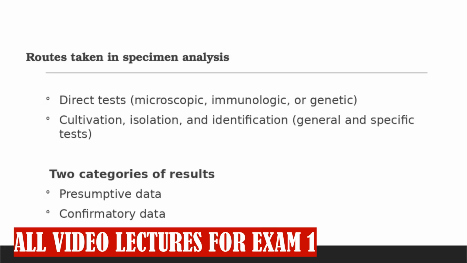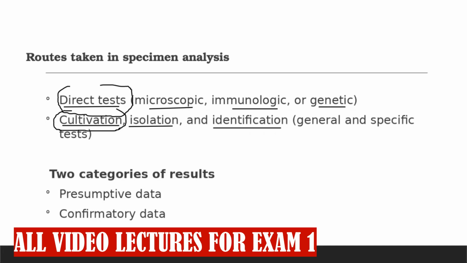Now, when we have the specimens, we can do two things. First, we can perform direct testing, whether microscopic, immunological testing, or genetic testing. Or we can also cultivate the specimen and put it in the culture media, let them grow, and then isolate the specific bacteria and perform the identification. So again, there are two things that can be done with the specimen, whether direct testing or cultivation.